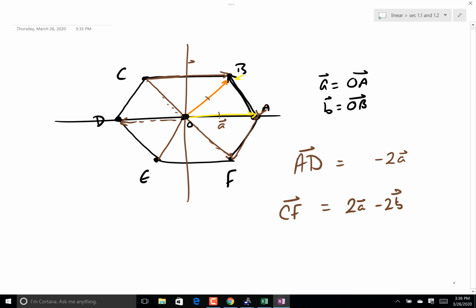Okay, now let's do one more for fun. So BC plus DE plus FA is equal to what? I don't know. So I need to go from BC, so that's a negative A, and then I need to go from D to E. So I'm taking DE like so, DE, okay, plus FA.